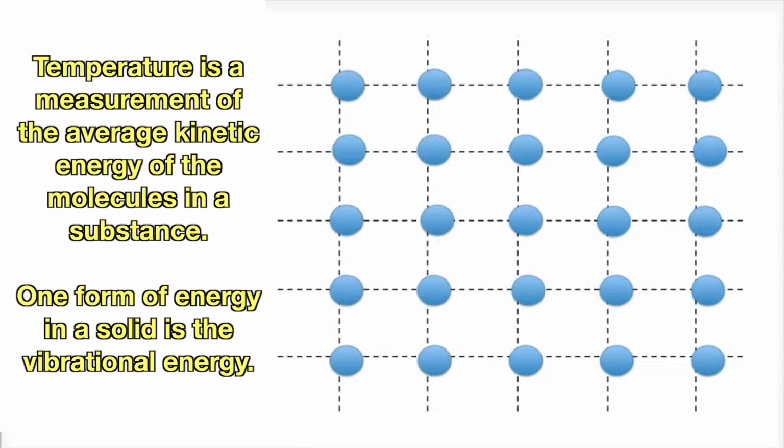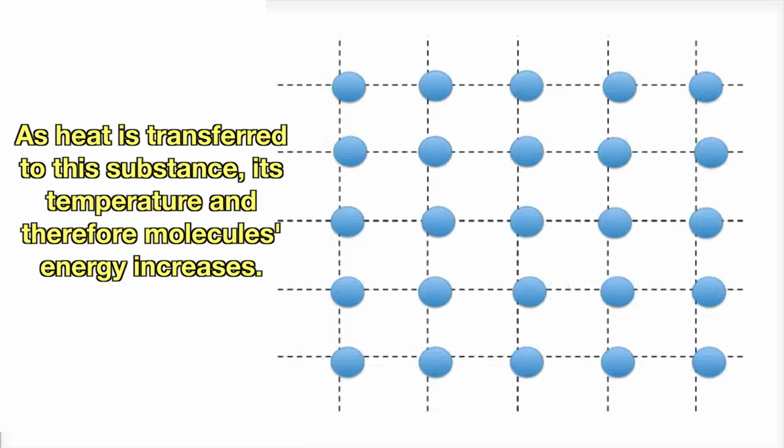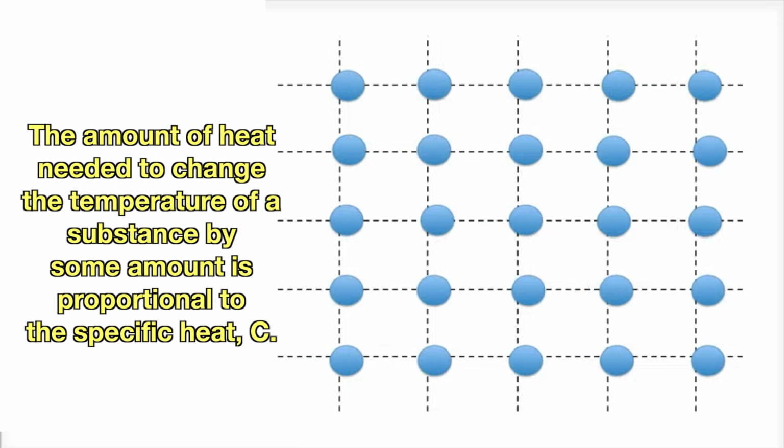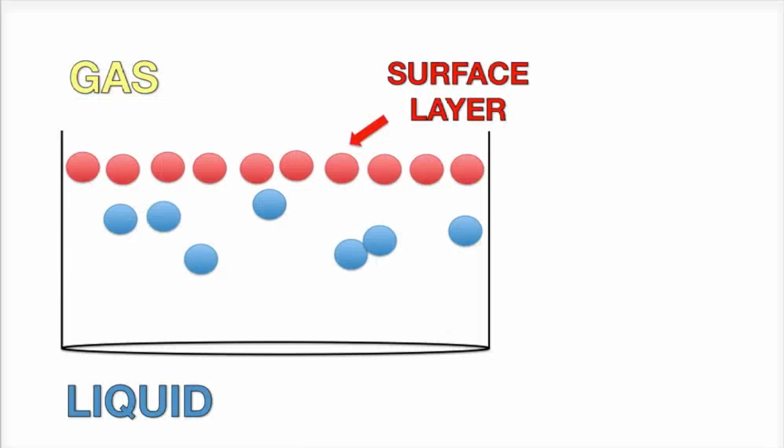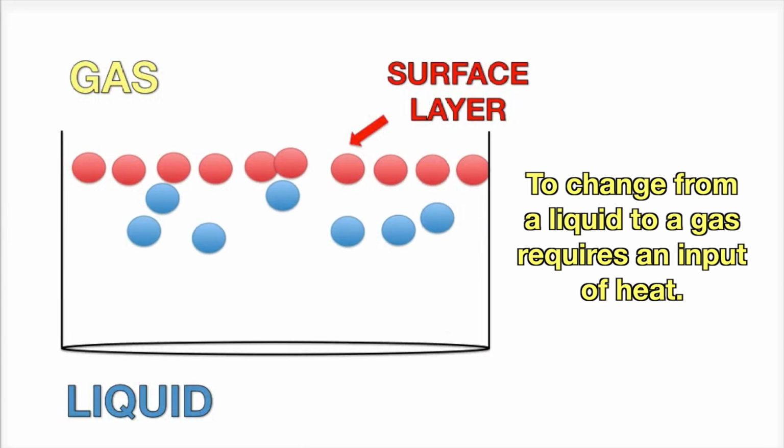Temperature is a measurement of the average kinetic energy of the molecules in a substance. In a solid, this energy may be in the form of vibrations. As heat is transferred to this substance, its temperature, and therefore its molecules' energy, increases. The amount of heat needed to change the temperature of a substance by some amount is proportional to its specific heat. The specific heat varies for different substances. Heat is positive when a substance absorbs heat and increases in temperature, and negative when it releases heat and decreases in temperature. The absorption and release of heat can also cause phase changes.